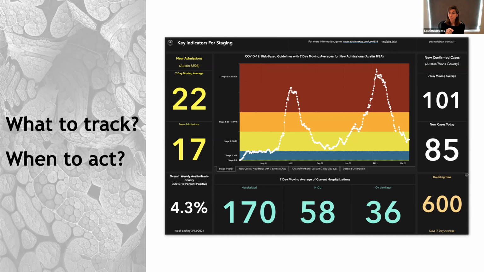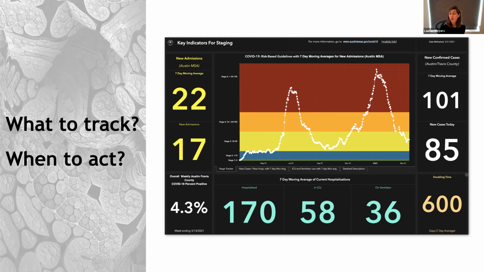So the answer to what to track, that's this graph here, the y-axis on the graph. And what that is, it's a 7-day rolling average of COVID-19 admissions to area hospitals. So instead of tracking cases or deaths, we found that this is the most reliable indicator of recent transmission in Austin and of imminent surges in our hospitals. And then the answer of when to act is these different color bars, the thresholds in these y values that separate red from orange, orange from yellow, yellow from blue.